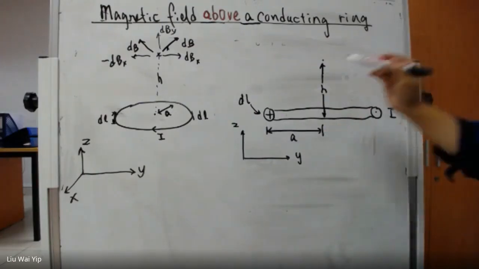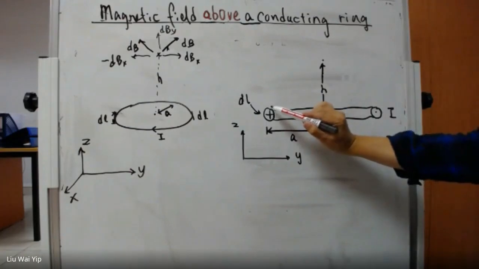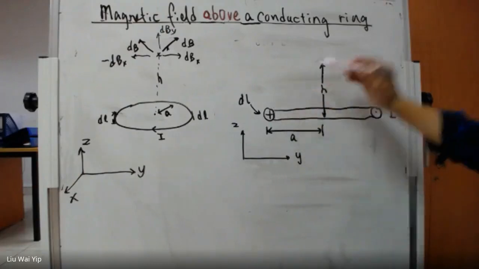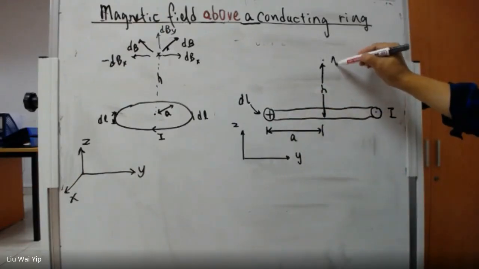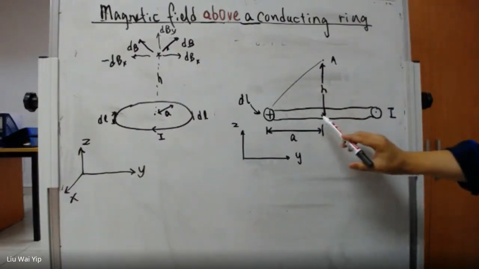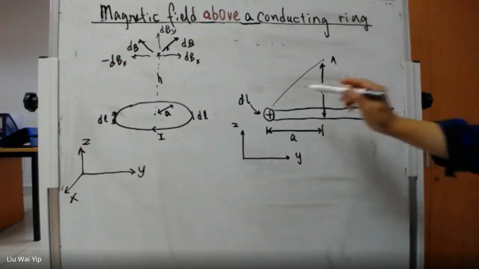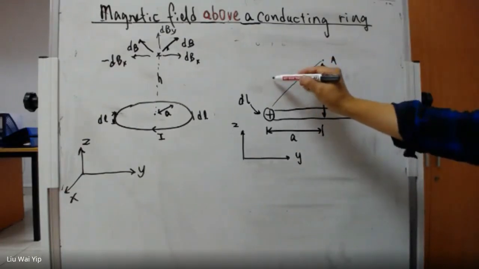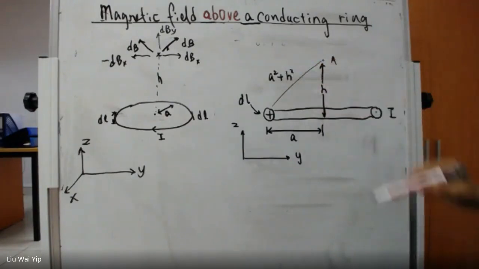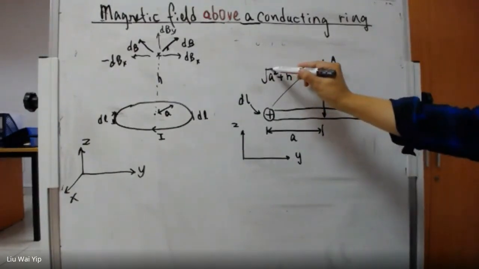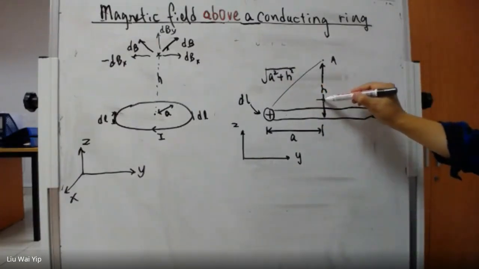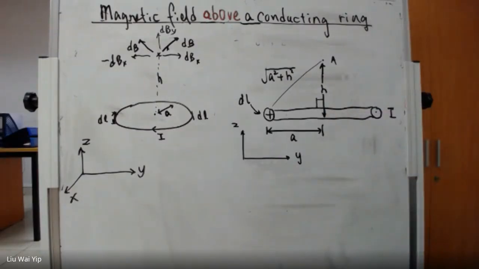The distance between this delta L and the observation point A can be calculated by the Pythagoras theorem. So the length here should be the square root of A squared plus H squared. This is the fundamental setup.